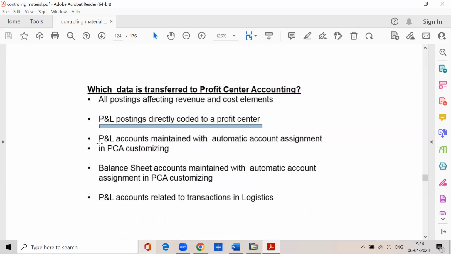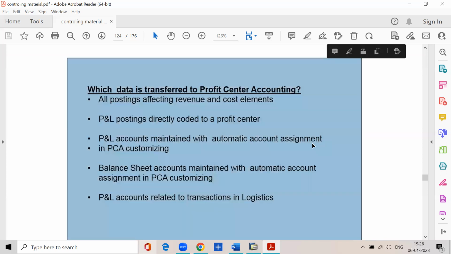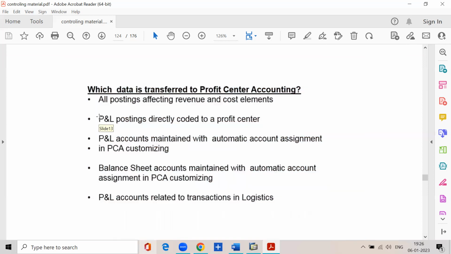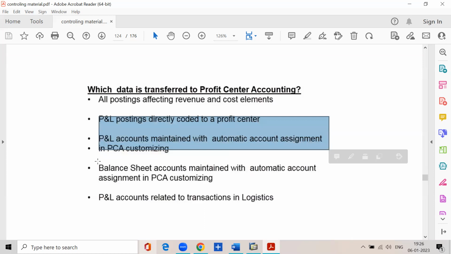Then P&L accounts maintained with automatic account assignment in PCA customizing. These two steps I will show you while doing the configuration. And of course, this also: balance sheet accounts maintained with automatic account assignment.